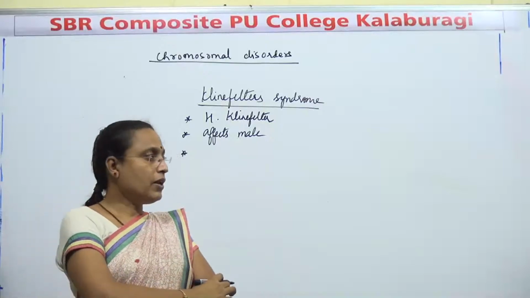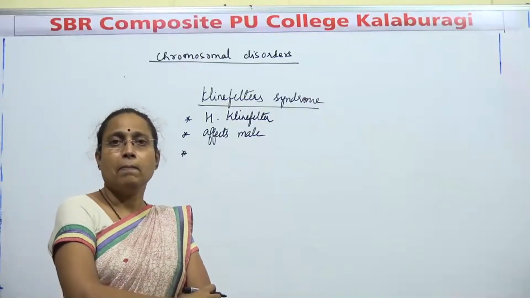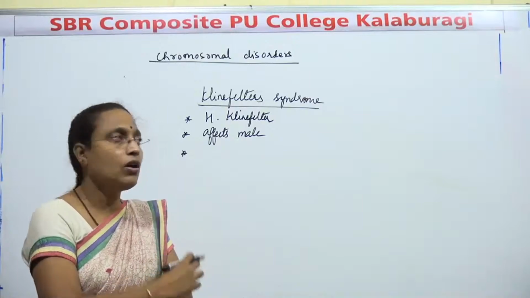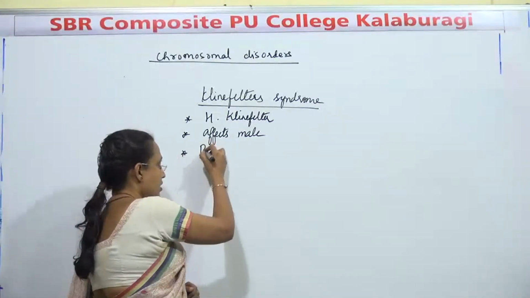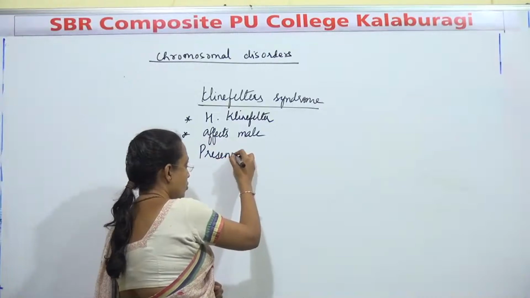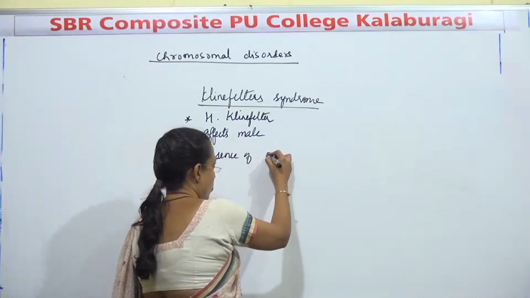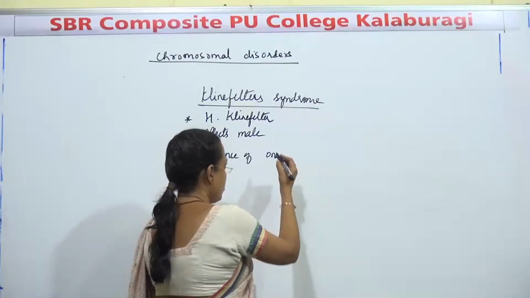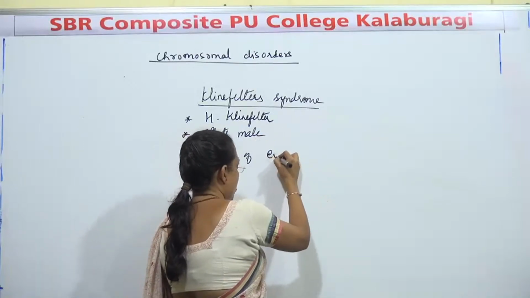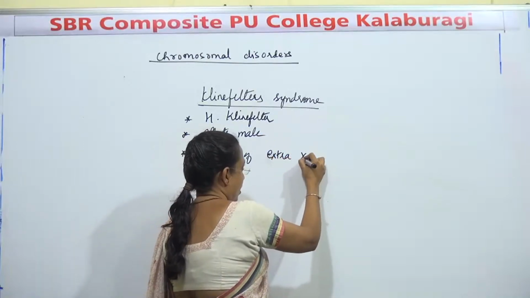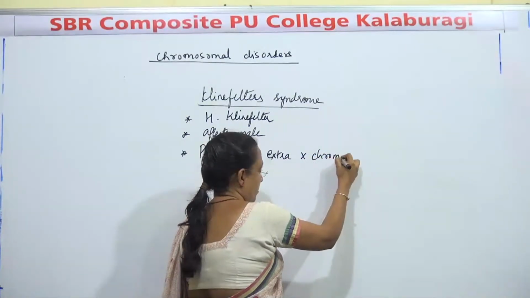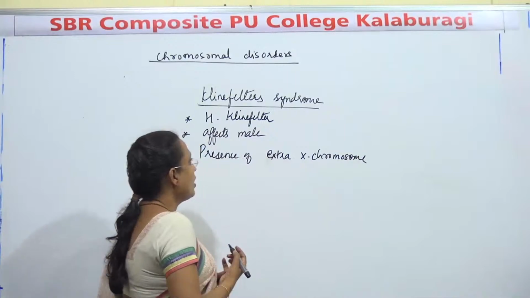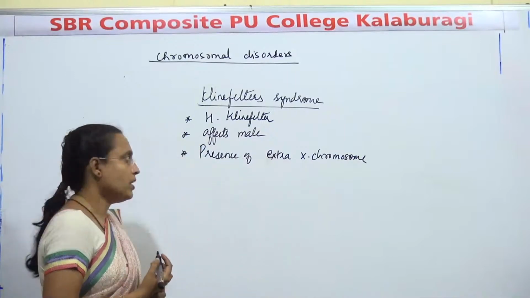That means the male sufferer will not have male-like characters in case of Klinefelter syndrome. This is because of the presence of one extra chromosome. So in this syndrome, there is the presence of one or more, so minimum one, extra X chromosome in a male.